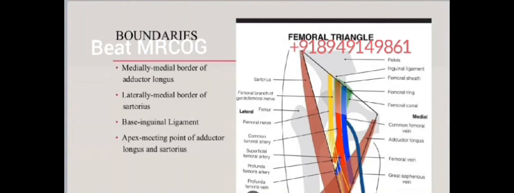that is, the adductor longus and the sartorius muscle. So you have to remember the boundaries. It is a very important topic. Medially it is formed by the medial border of the adductor longus muscle. Laterally it is formed by the medial border of the sartorius muscle. Above it is formed by the inguinal ligament, and the apex is formed by the meeting point of both the muscles.